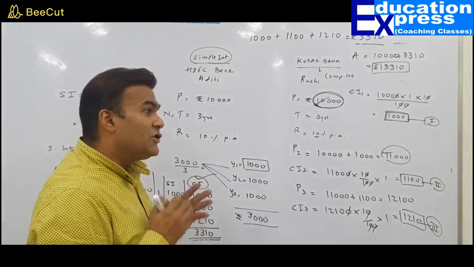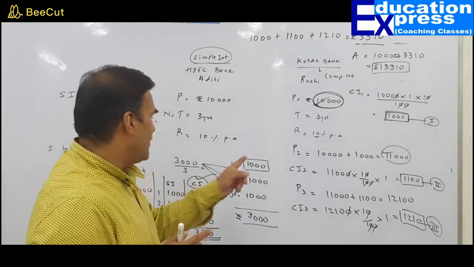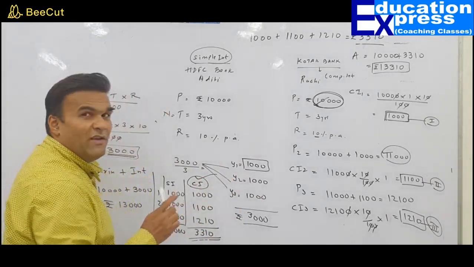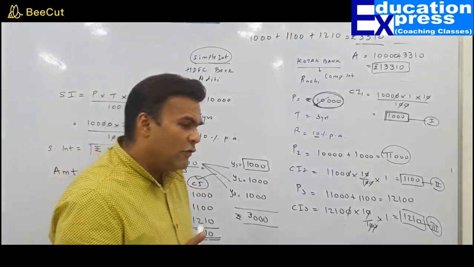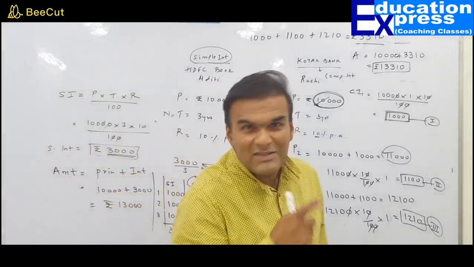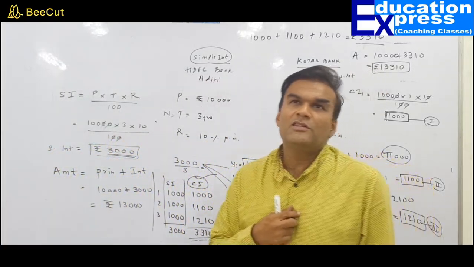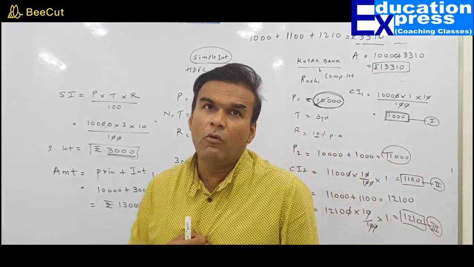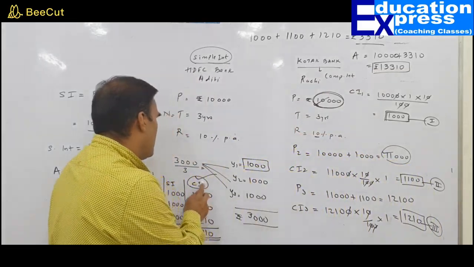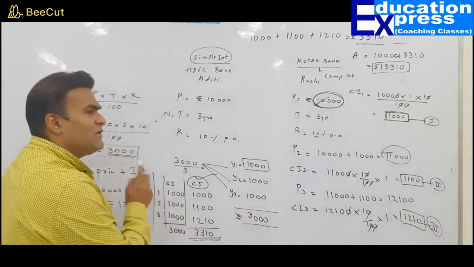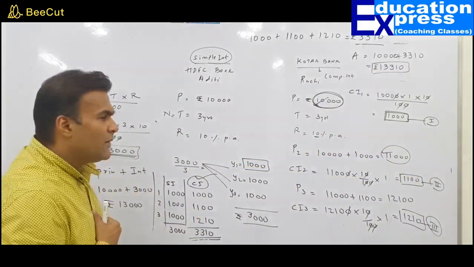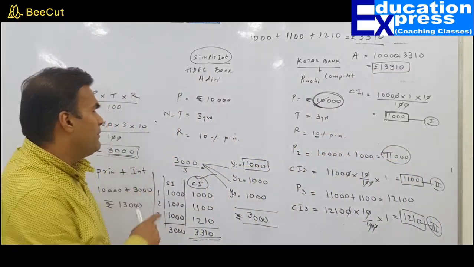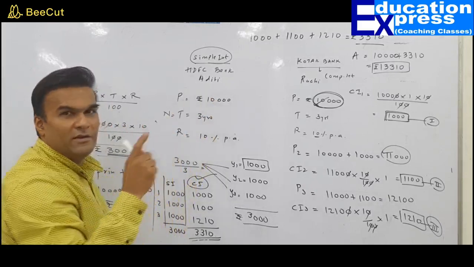One more thing, disclosure, that is interest for first year will always be the same. Now the question is, sir, why do I get more amount in case of compound interest as compared to simple interest? Very simple. In case of simple interest, my principal will remain same forever.